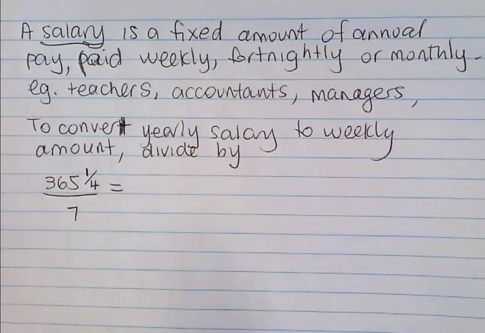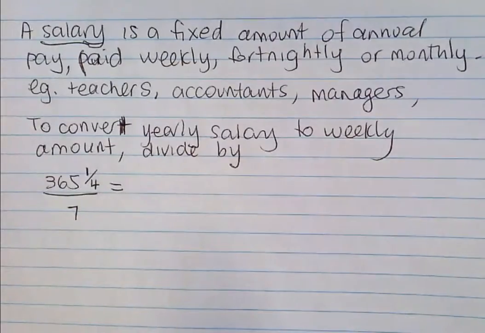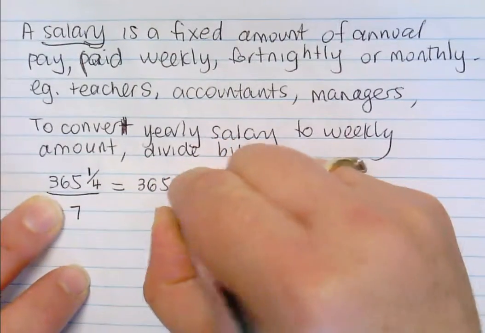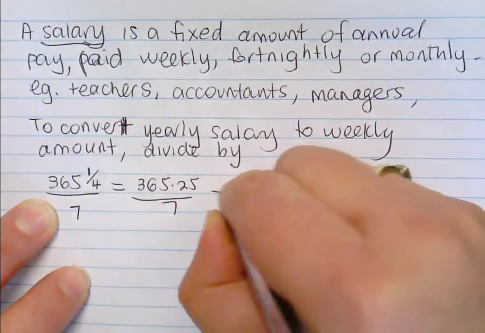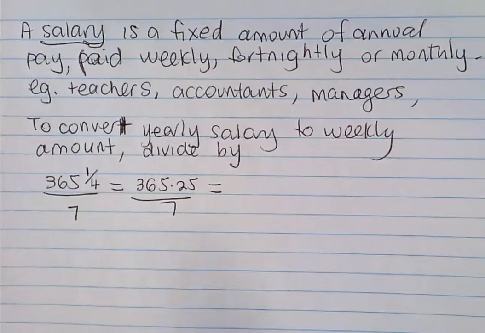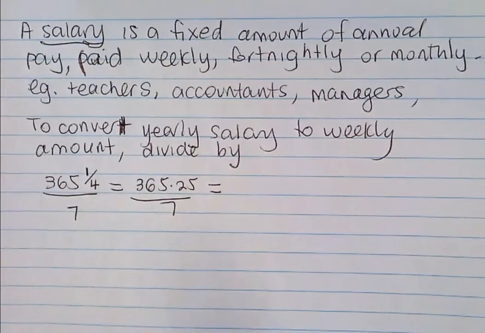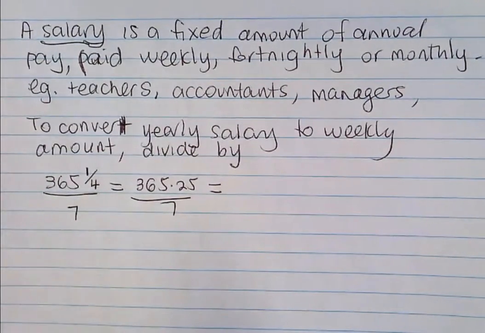So, financial institutions like banks, when they're working out your interest rates, can you now do the following on your calculator? 365.25 divided by 7, because 1 year actually has 365.25 days if we average out for that leap year. I need an answer.